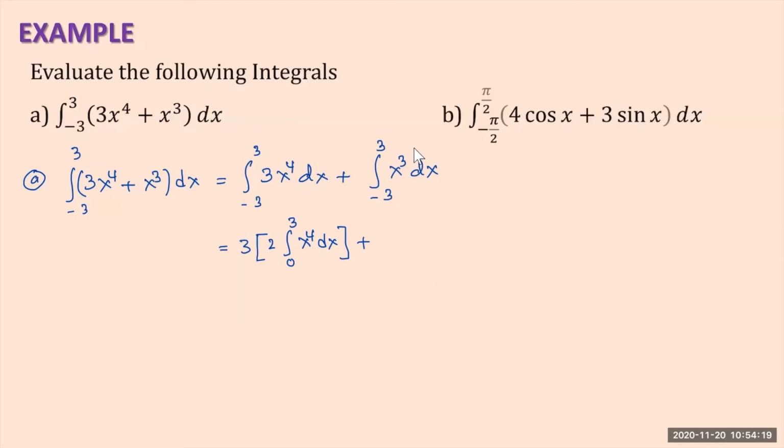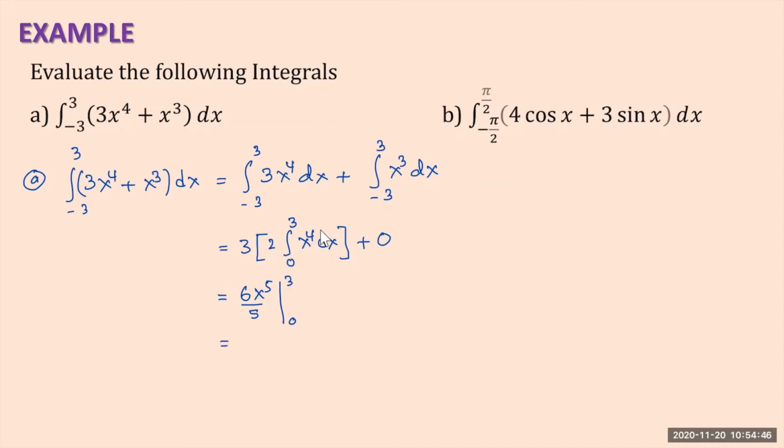X cubed is an odd function, and we know that when we evaluate from -a up to a, that will be 0. That means the value of this integral will be 0. That is equal to 3 times 2 is 6. And when we try to evaluate this, the integration of x to the 4 is x to the 5 divided by 5, evaluated between 0 and 3.